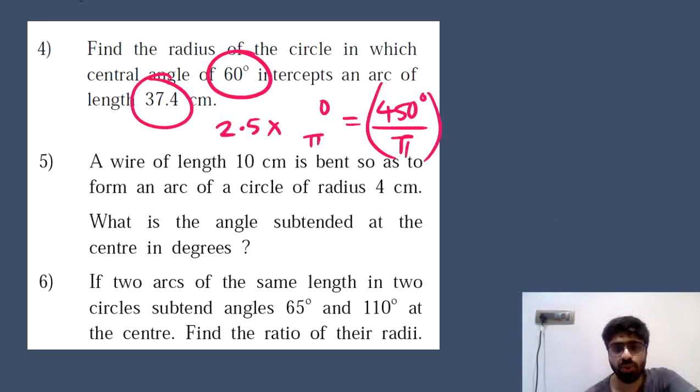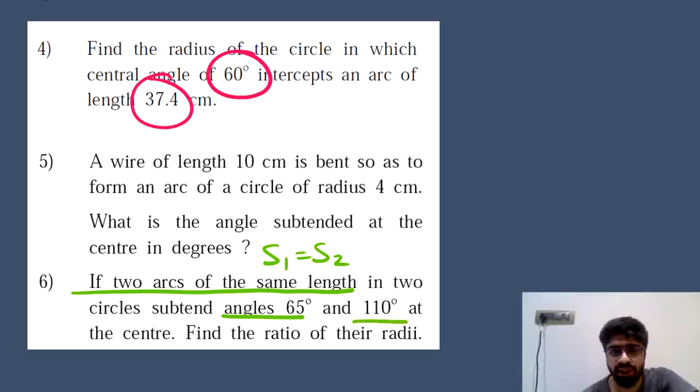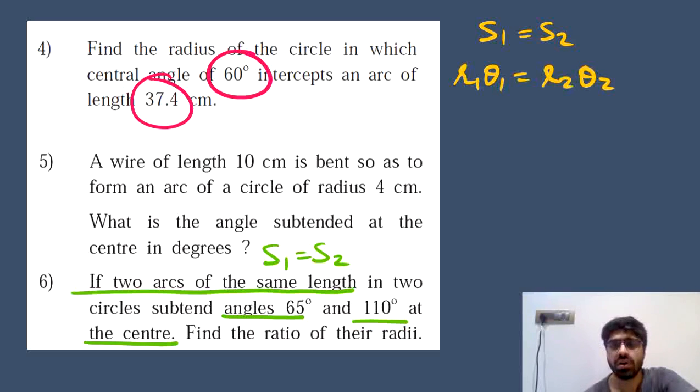Let's go ahead with the sixth one. It says if two arcs of the same length, S1 is S2, in two circles are subtending angles of 65 and 110 degrees at the center, find the ratio of their radii. We begin with S1 equal to S2. So we know that R1 theta 1 is R2 theta 2.